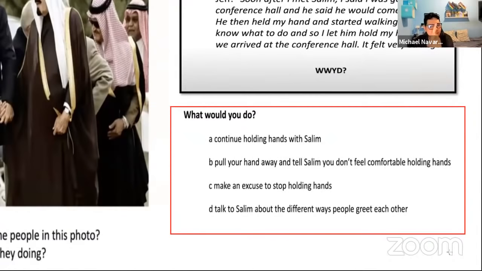But teacher, what if the answer is not there? You can also suggest an answer. What would you do if you were there? So can you please, teachers, give me some feedback? What would you do if you were in that situation? Would you continue holding hands with Salim? Would you pull his hand away and tell Salim you don't feel comfortable holding hands? Perhaps you would make an excuse to stop holding hands. Or maybe you would talk to Salim about the different ways people greet each other. So what would you do in that situation? Let's see.